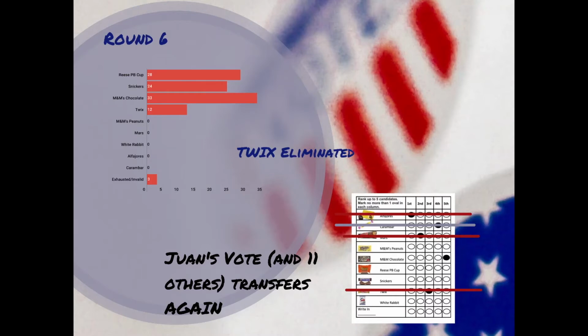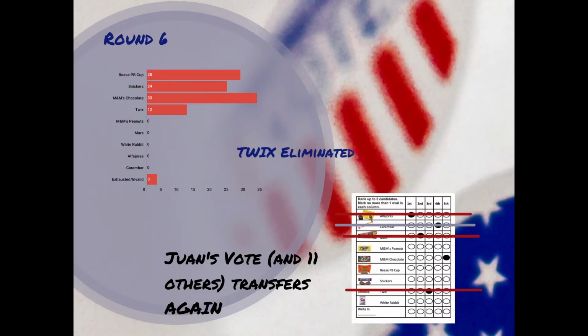But Carambar was already eliminated, so it transfers once more to his fifth choice. At this point, it's chocolate M&Ms, which is still active. So his vote will transfer to chocolate M&Ms. Remember that Juan considered White Rabbit as his fifth vote, but decided to vote for chocolate M&Ms so that he would still have a say if the choice was among chocolate candy bars and peanut candy bars. And so that's what happened there.